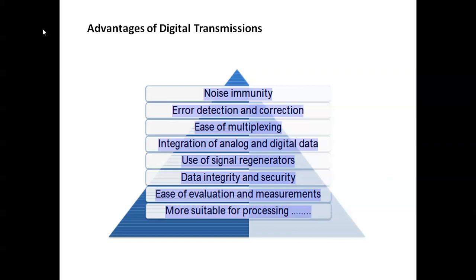Error detection and correction: we can easily find the error, because here there is only the transition of zeros and ones, so we can easily detect and correct errors. Ease of multiplexing: we can multiplex many signals, with integration of analog and digital data. That's a main advantage. Then there is the use of signal regenerators, data integration, security, ease of evaluation of measurements, and being more suitable for processing. So these are considered the advantages of analog to digital transmission.